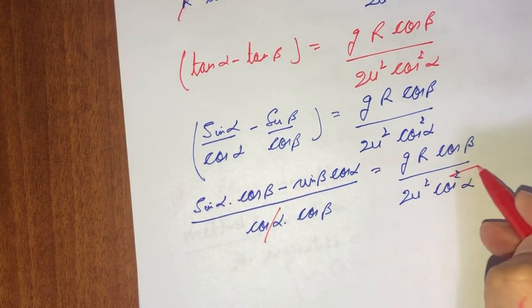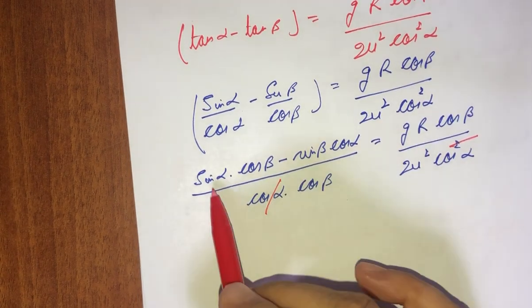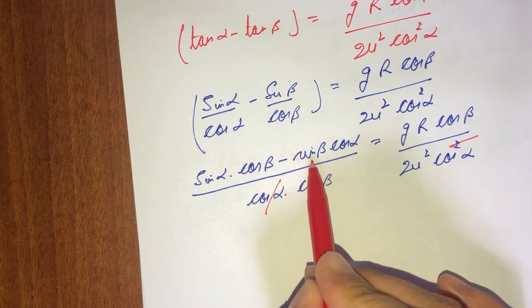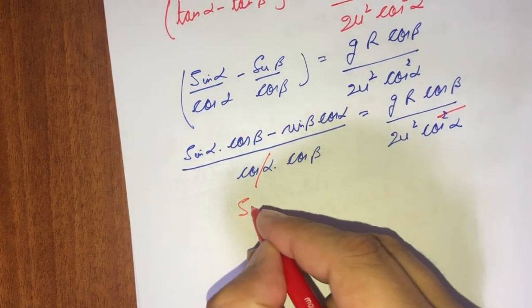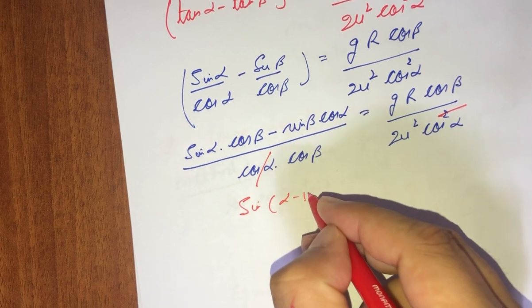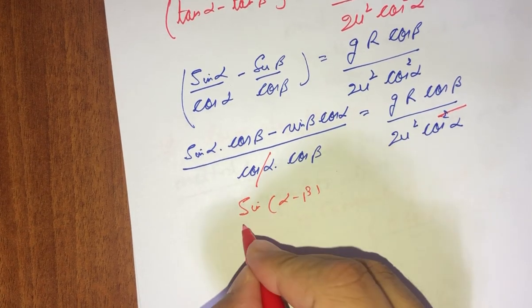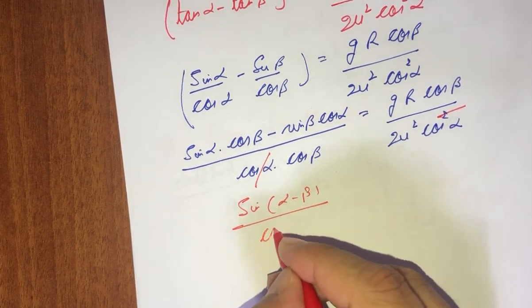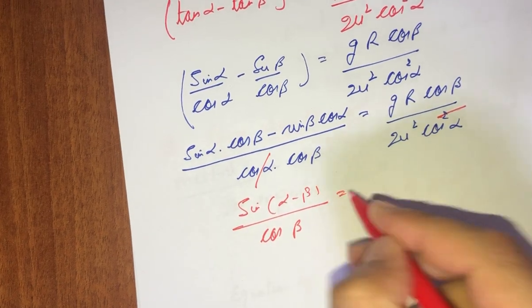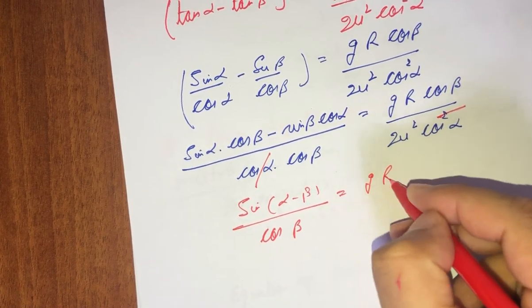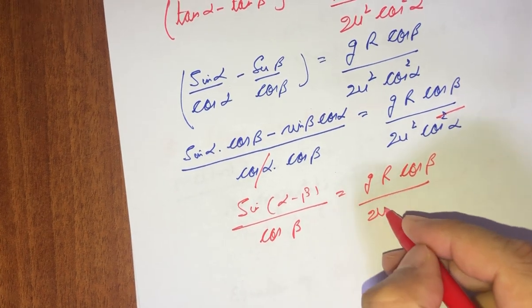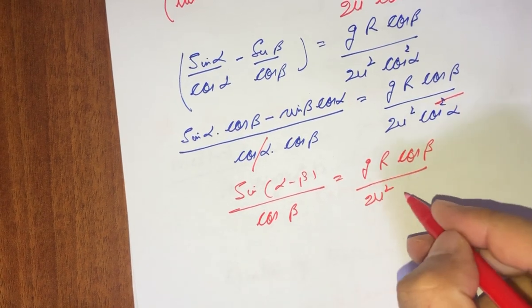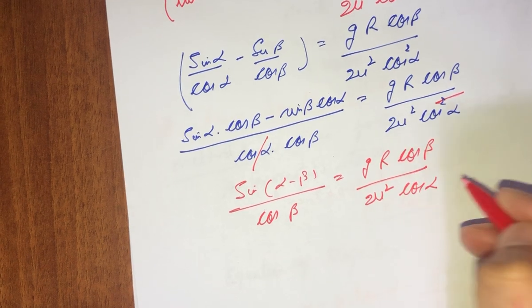Cos alpha and this square cancel, and sin alpha cos beta minus sin beta cos alpha will be equal to sin of alpha minus beta, divided by cos beta, is equal to g cos beta divided by 2u square cos alpha.